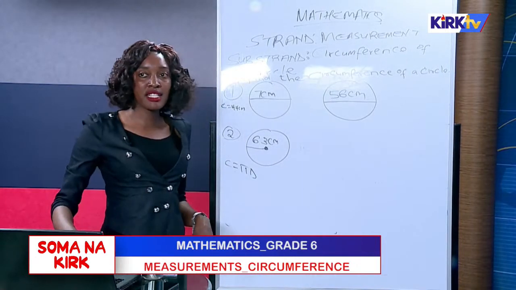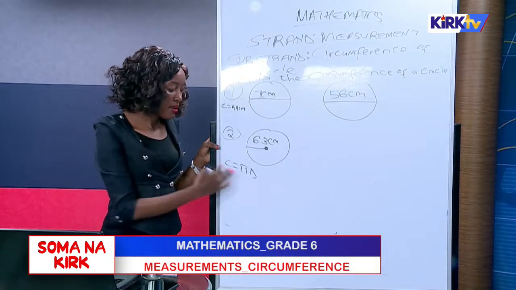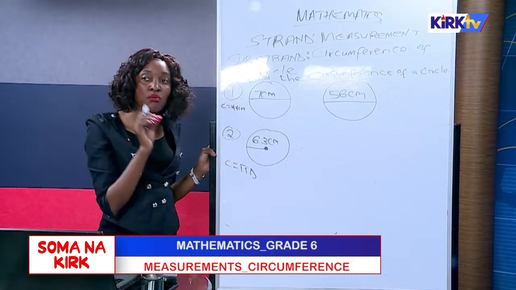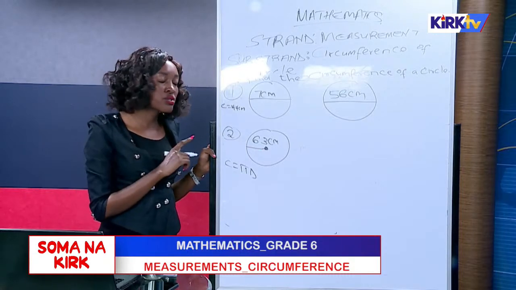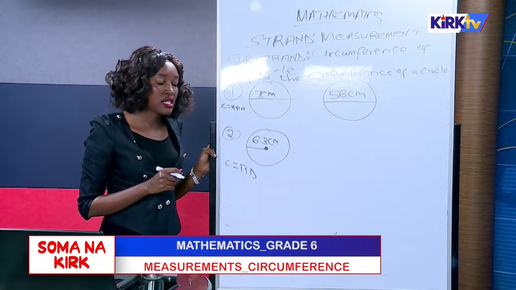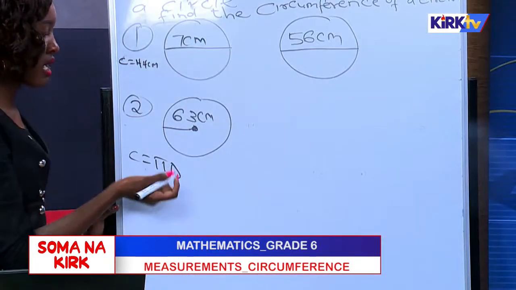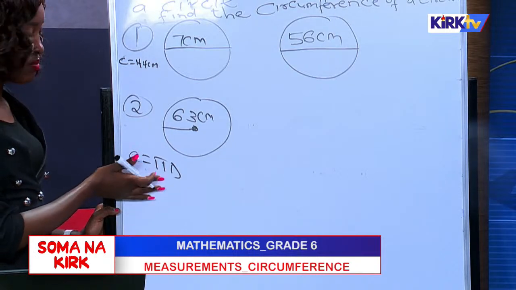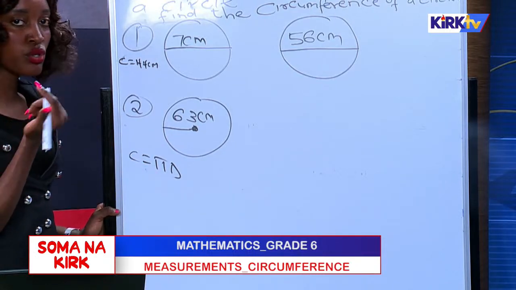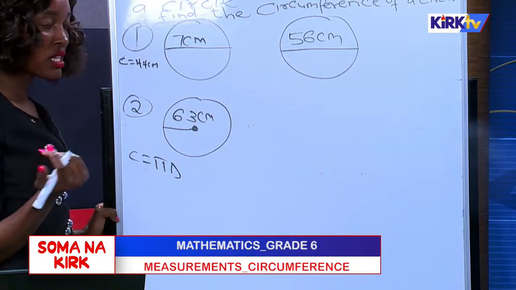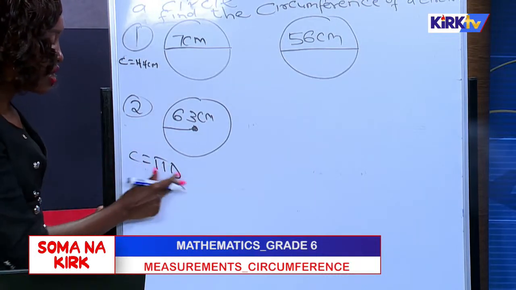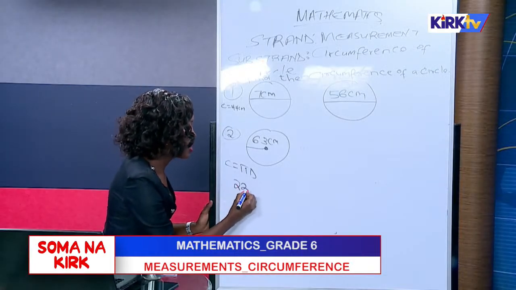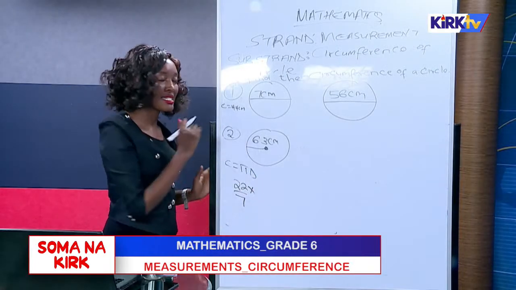As usual, we are writing our formula, which is pi d, to find circumference. But now we are given the radius, so you must be very keen not to use 63 as the diameter. So I'm going to use pi d. I'm not going to use 2 pi r, but if you want it that way, we can still use 2 pi r. So let me start by using pi d. Pi, 22 over 7, multiplied by diameter.